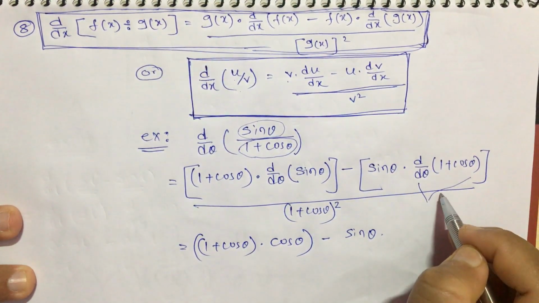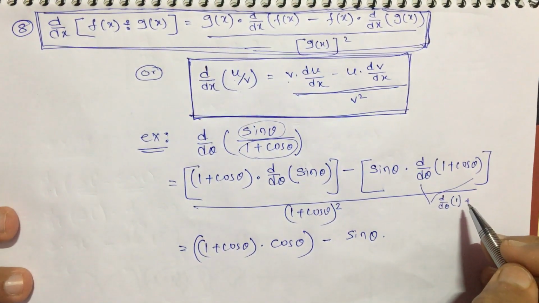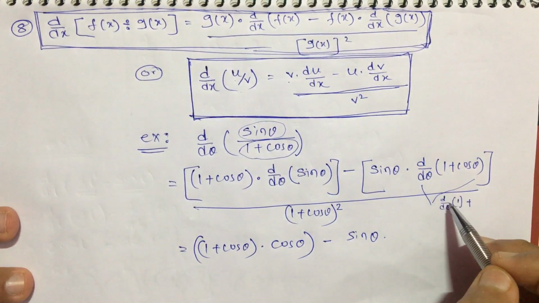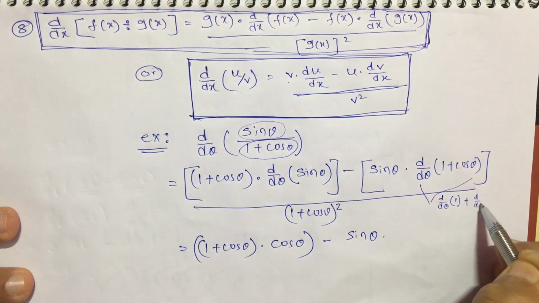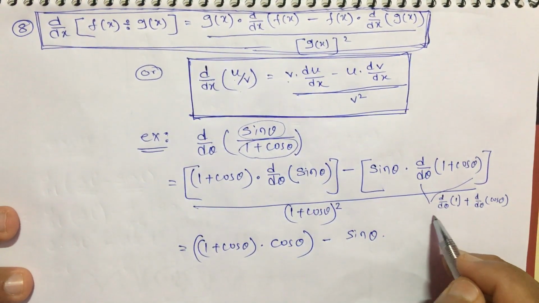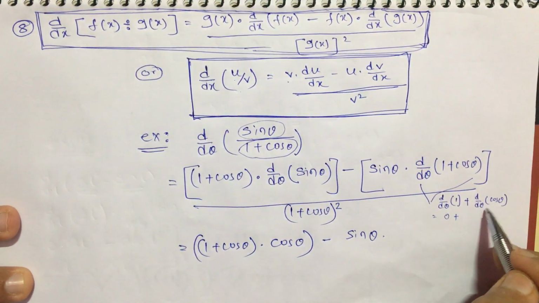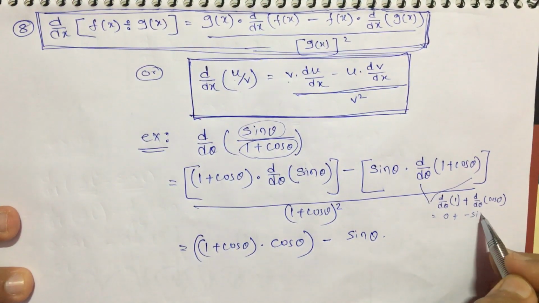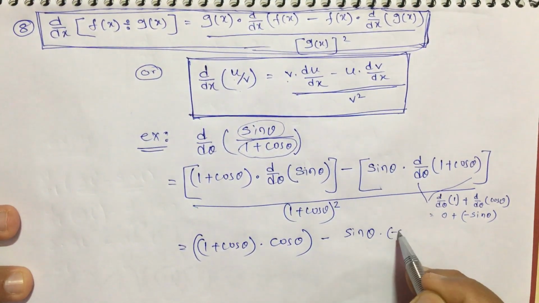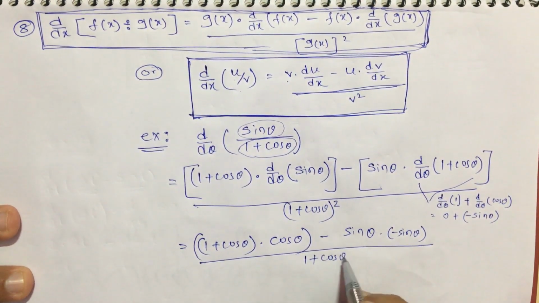This part, how you have to do, you can write it like this: d by d theta of 1 plus d by d theta of cos theta. You can use formula 6 that we have used. If it is addition, you can do the derivative separately and then add them. D by d theta of 1 is 0, because it is a constant. D by dx of a constant is 0, plus d by d theta of cos theta, which is going to be minus sin theta. So here, sin theta into minus sin theta, divided by 1 plus cos theta whole square.